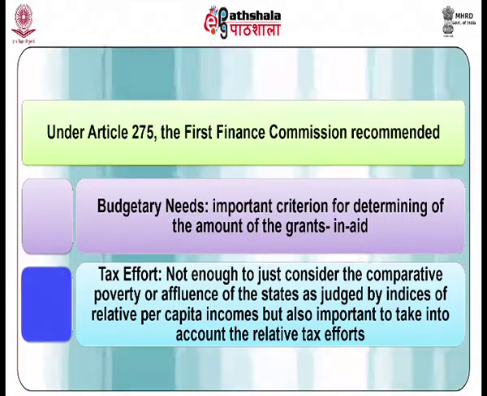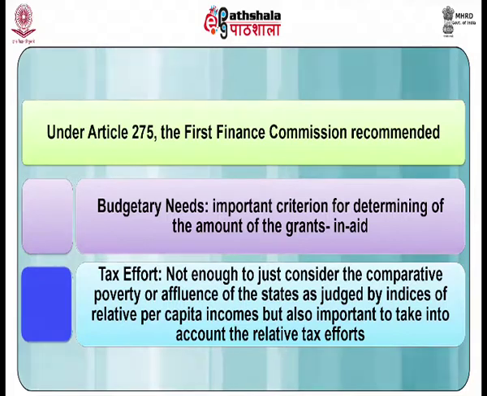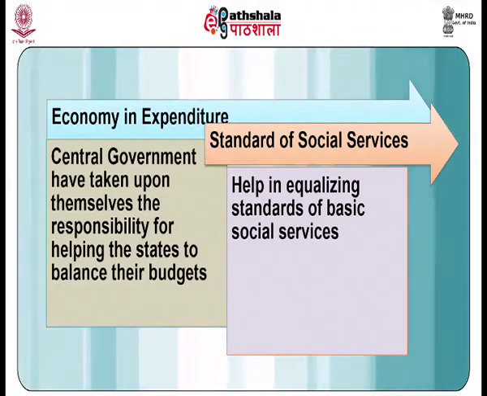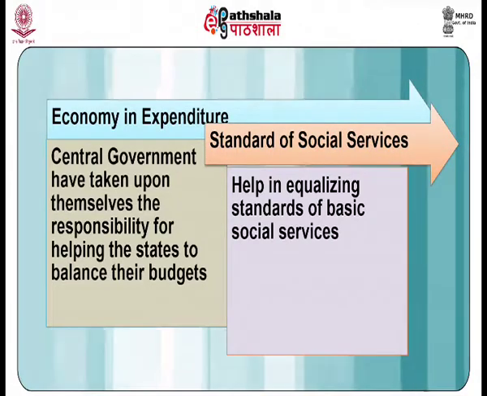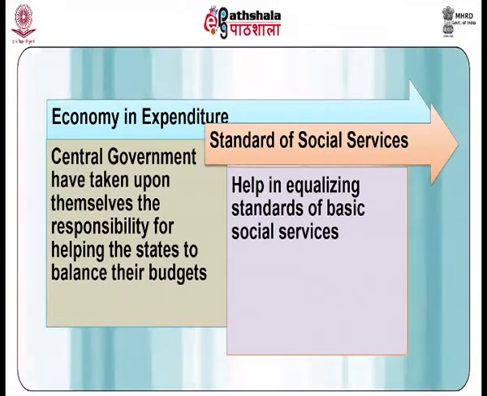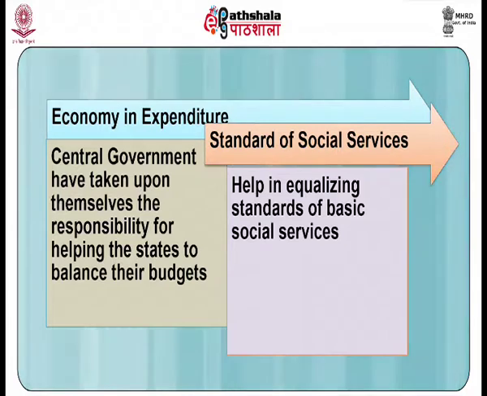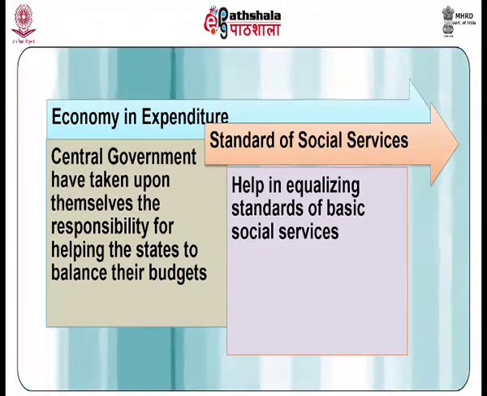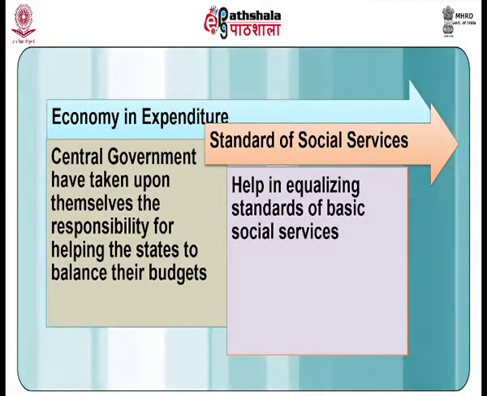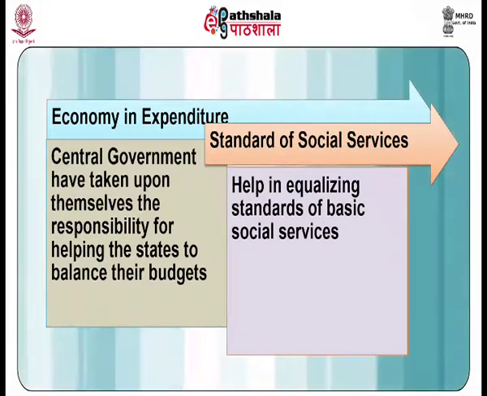This seems to be the first mention of normative principle where fiscal capacity and tax efforts are mentioned as key determinants of grants in aid. Third, economy in expenditure. The Commission observed that allowance should be made for possibilities of economy in expenditure. The Commission observes the method of extending Finance Commission assistance should be such as to avoid any suggestions that the central government have taken upon themselves the responsibility for helping the states to balance their budgets from year to year.